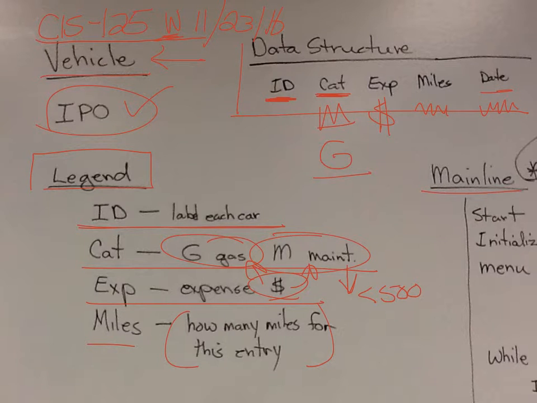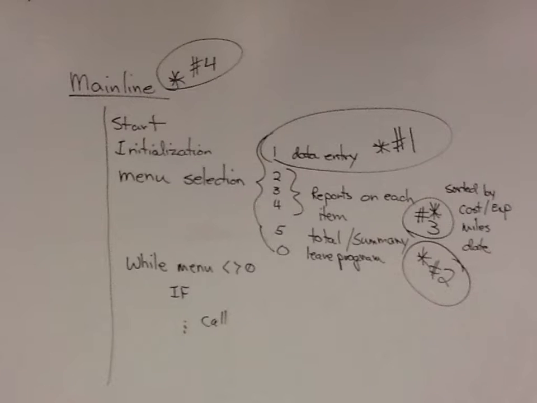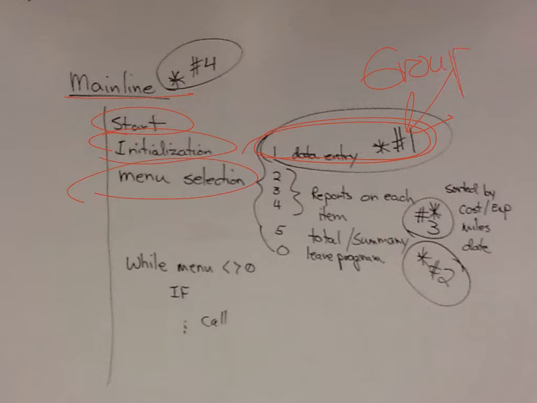And then we talked about the main line and how the program's going to function. This is very generic. So I started out with start, any initialization you might do, then the main menu. One menu item would be to enter data, and group 1 was going to work on a module to enter the data into that text file we had mentioned earlier.